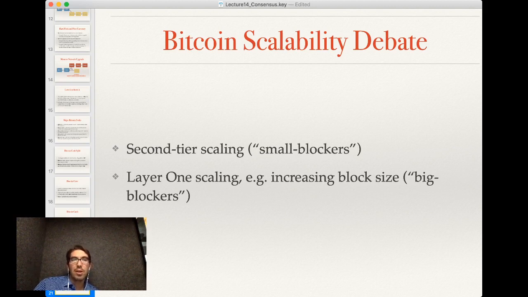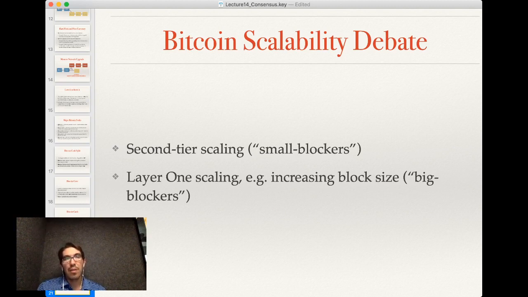So the small blockers are Bitcoin, and for scaling they really prefer second tier. So this means off-chain scaling, reducing the amount of work that is actually done on-chain. So this would be something like the Lightning Network, or the Liquid Network. All of these are not directly interacting every single transaction on the main Bitcoin blockchain.